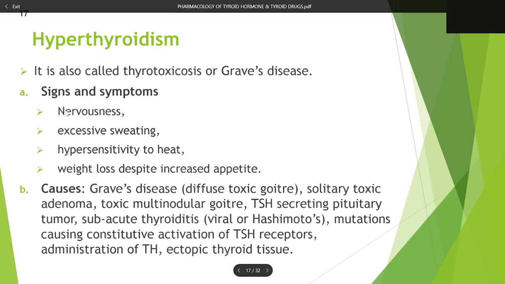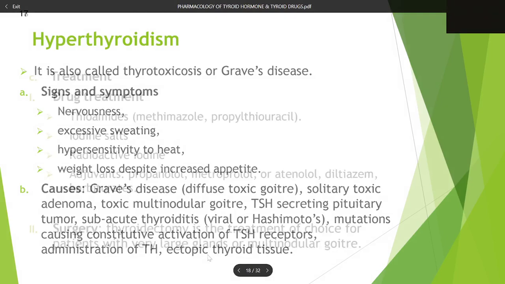The signs and symptoms associated with thyrotoxicosis include nervousness, excess sweating, hypersensitivity to heat, weight loss despite increased appetite. What are the causes of this hyperthyroidism? Number one, the most common cause is Graves' disease, which is diffuse toxic goiter. We will have solitary toxic adenoma. We will have toxic multinodular goiter. We will have thyroid stimulating hormone secreting pituitary tumor. Subacute thyroiditis, which is viral or Hashimoto's. A mutation causing constitutive activation of thyroid stimulating hormone receptors, administration of thyroid hormone, ectopic thyroid tissue.